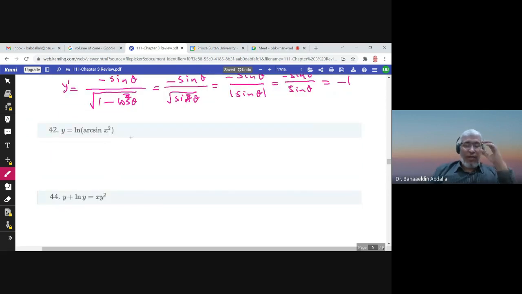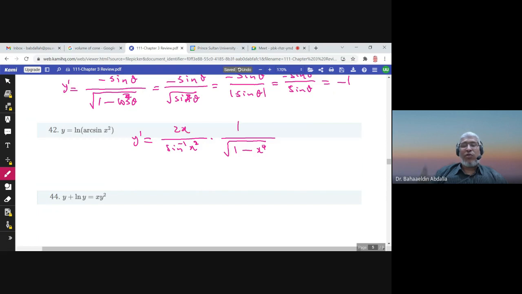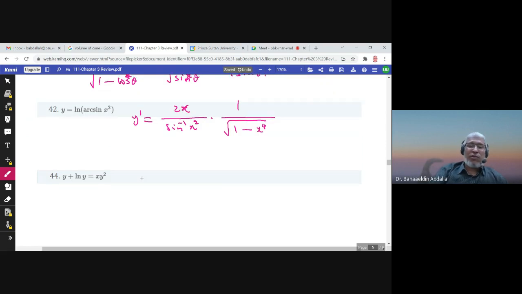Derivative of ln: 1 over sine inverse x squared times the derivative of sine inverse x squared, which is 1 over square root of 1 minus x squared to the power 2. So it would be x to the power 4 times the derivative of x squared, which is 2x.